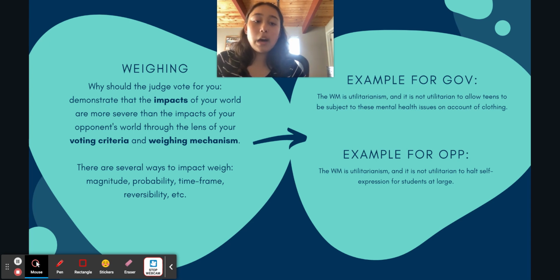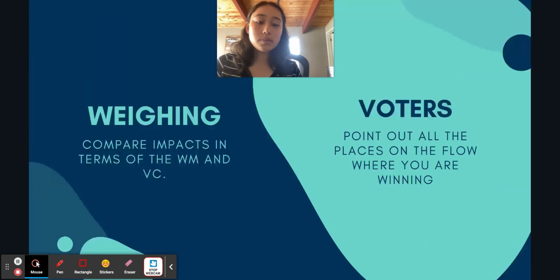Now, here's what you might do for the opposition, which is to say, look, our weighing mechanism is utilitarianism, and it's not at all utilitarian to halt self expression. So, we, looking at the voting criteria, actually benefit public school students the most because we allow for freedom of expression for students at large. So, in this way, you're going to compare your impacts to the weighing mechanism and voting criteria and explain why your impacts outweigh your opponents'.